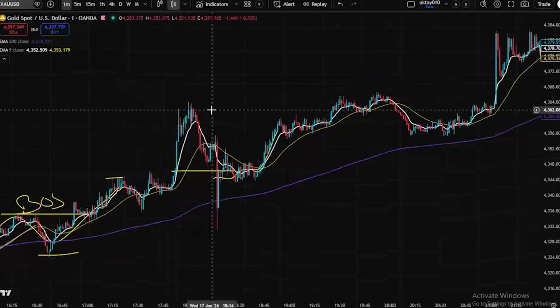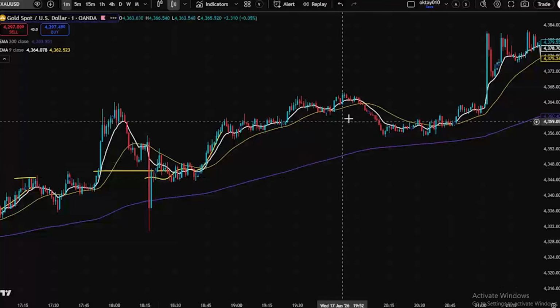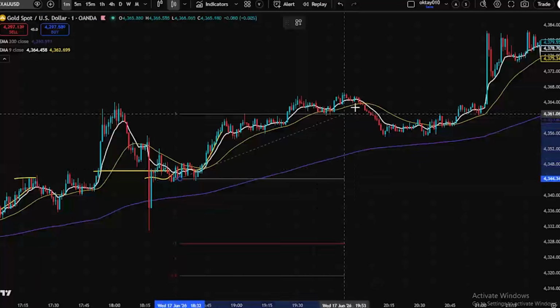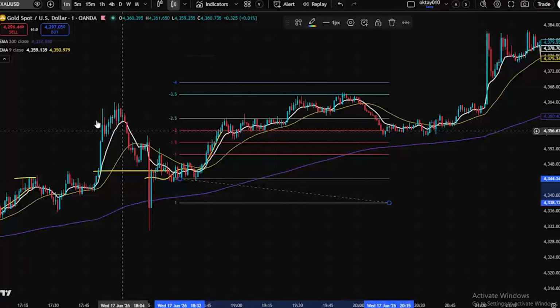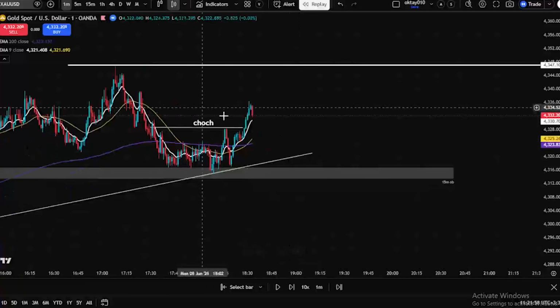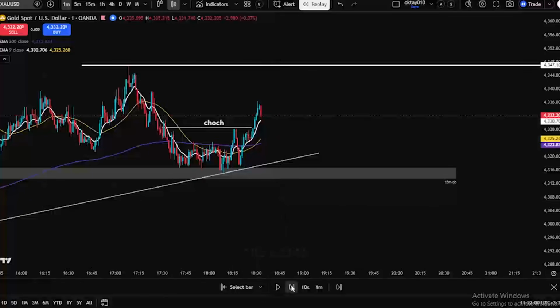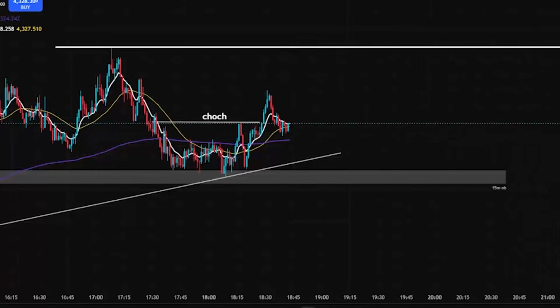4. Fibonacci, entry zone. From the last bullish leg, golden zone, 0.5, 0.618. Best buy is only done in this zone. If the price breaks through this zone, entry is prohibited.